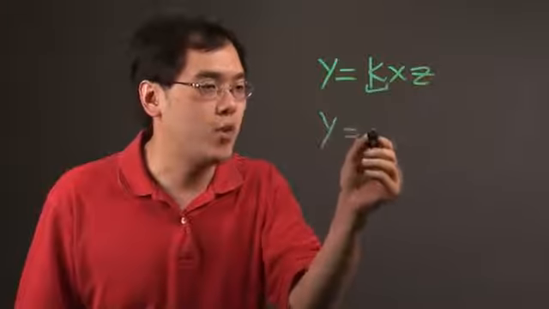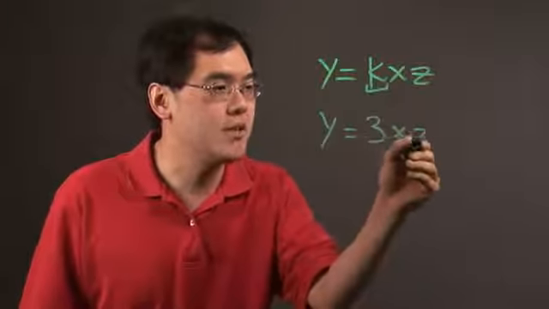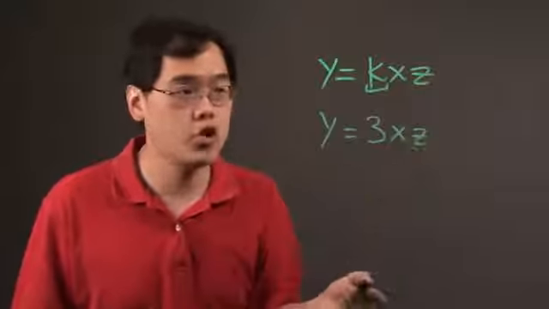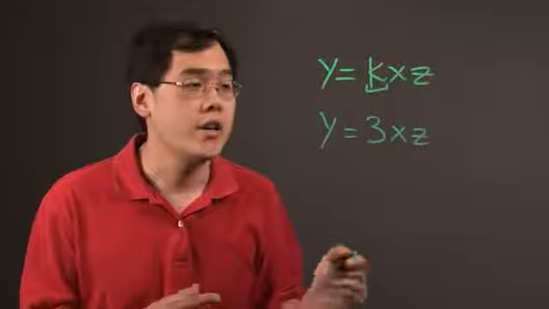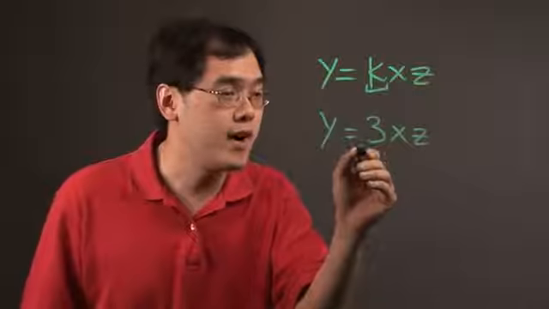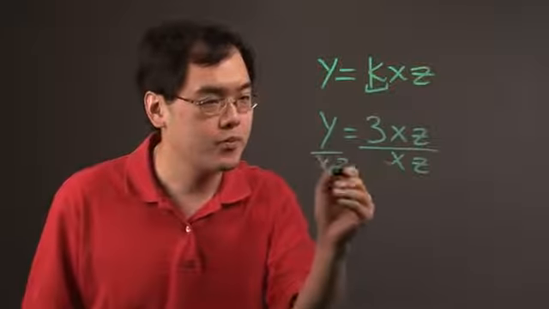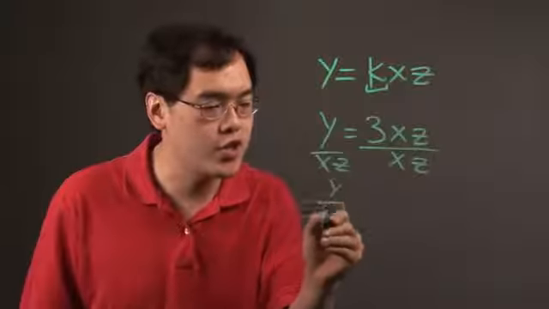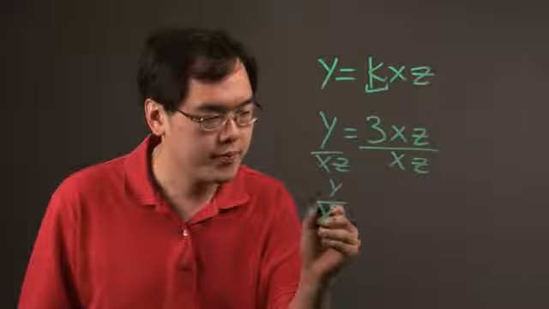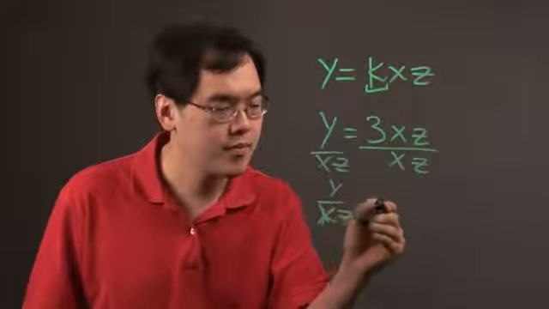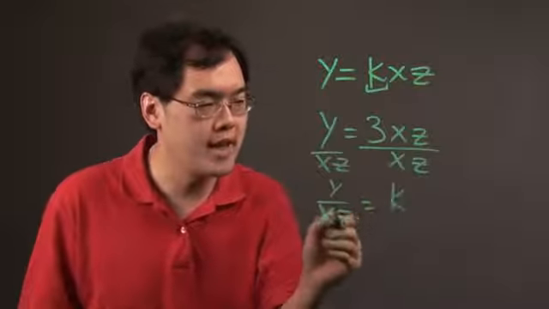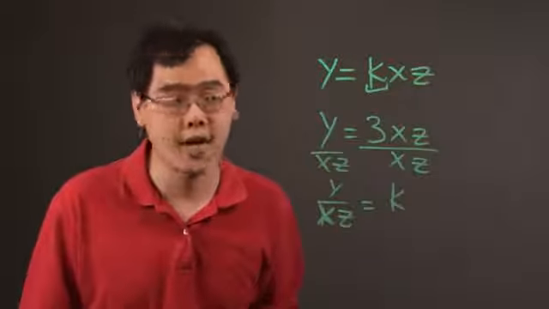Now, if you have, for example, y is equal to 3xz, this is an example of joint variation proportion. Now, the idea here is if you were to divide both sides by xz, then you can make a case that the ratio of y to xz is going to equal some kind of constant.